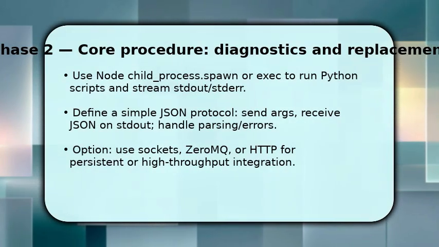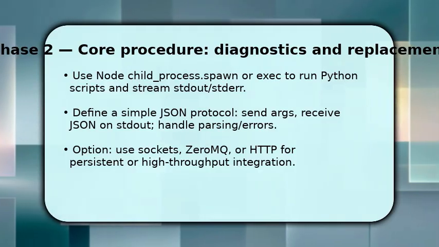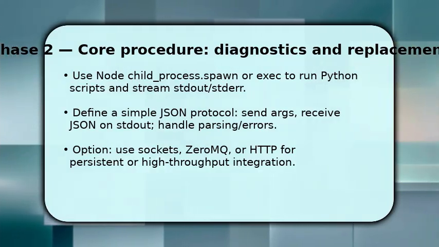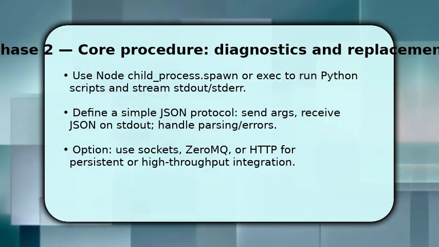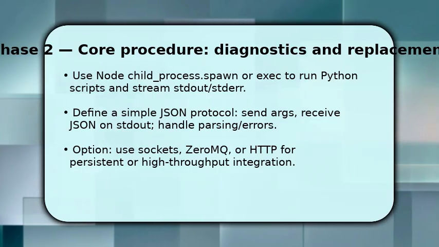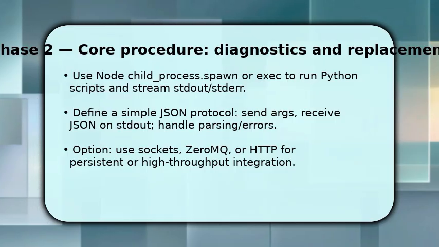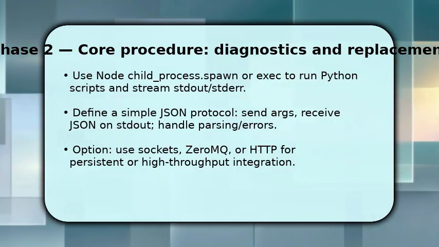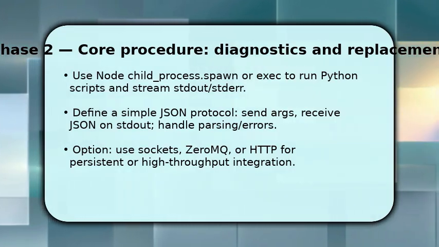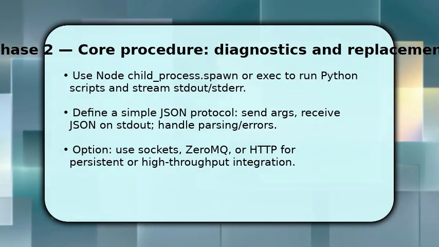Now implement the bridge. You create a Node module that spawns Python using child_process.spawn and streams stdout and stderr for real-time data. Once running, standardize a JSON line protocol. Pass arguments or JSON on stdin and emit JSON lines on stdout for structured responses. Make sure to parse incrementally and handle partial data.